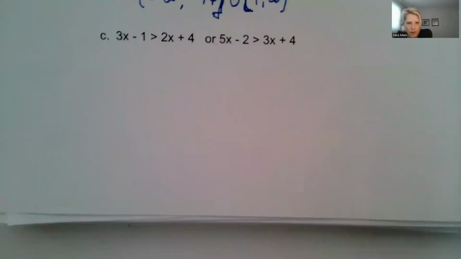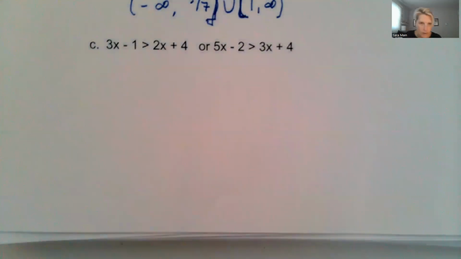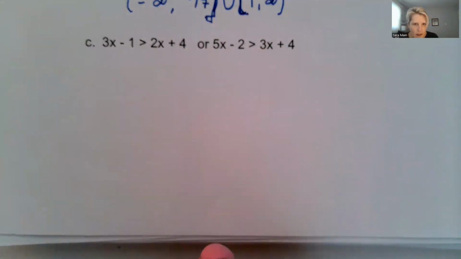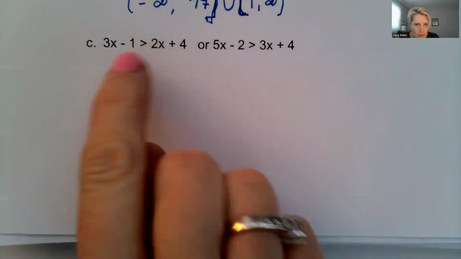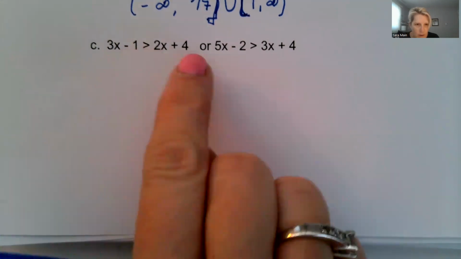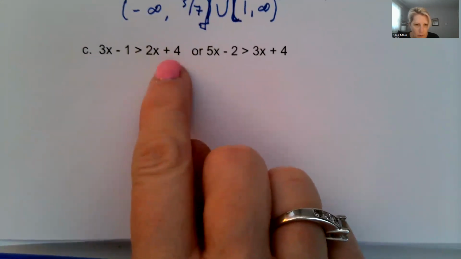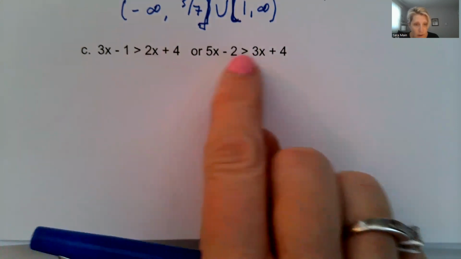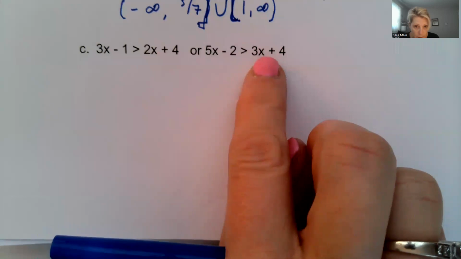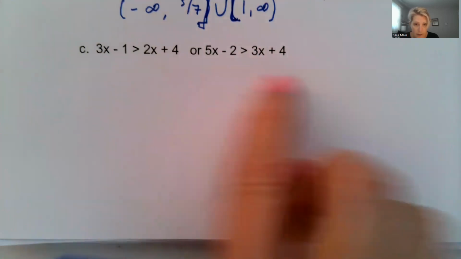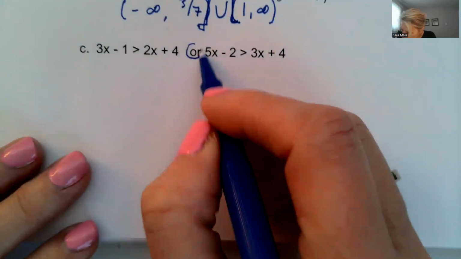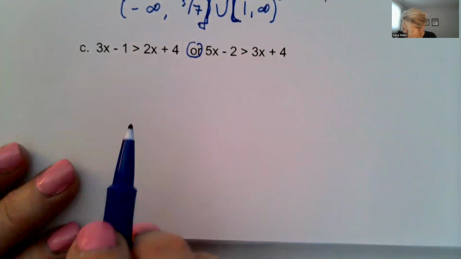And the last one is a little bit bigger, a little bit more work for us to do here. So this time we have 3x minus 1 is greater than this expression 2x plus 4, or a new expression 5x minus 2 is greater than this, a new expression 3x plus 4. So there's 2 different inequalities being compared, so we're going to do them separately. It is an or, so we do include both solutions.